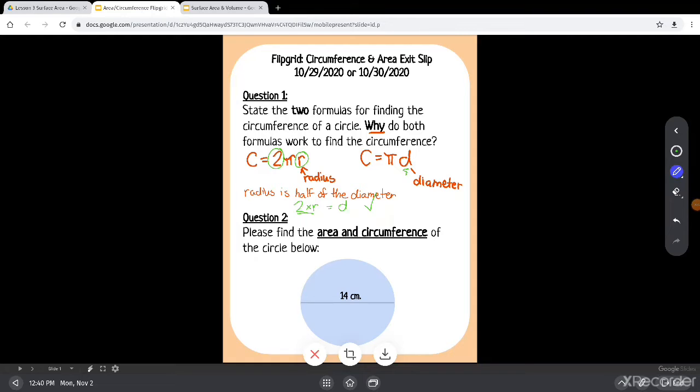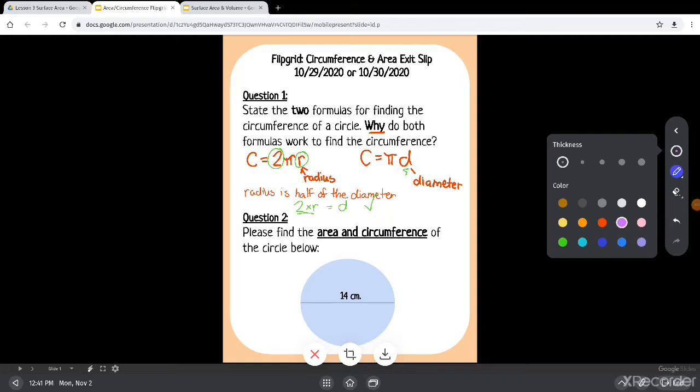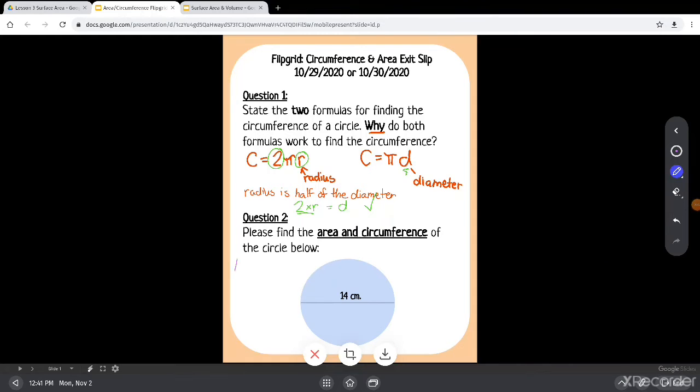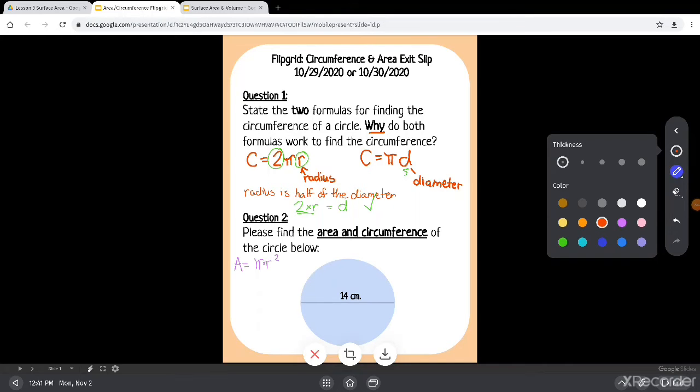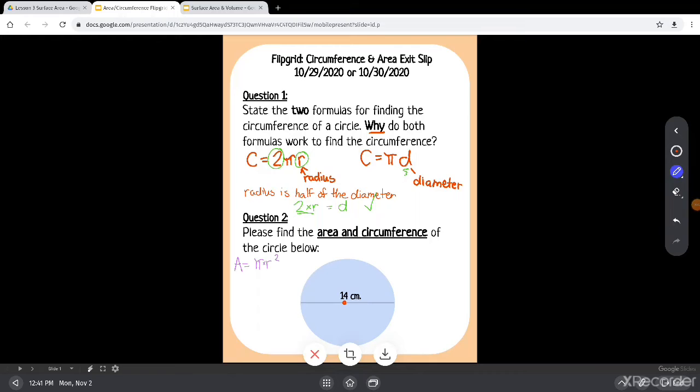For our second question, question number 2, we asked you to find the area and circumference of the circle below. First thing we asked you to do was to make sure you knew the formulas. For area, we know that the formula is pi r squared, or pi times radius squared. In this circle, you were not given the radius, you were given the diameter. So the first step you should have done was find the radius. Remember, radius starts from the center of the circle and goes to the outer edge. So we needed to take that 14 and cut it in half so that we were able to see that the radius is 7 centimeters.